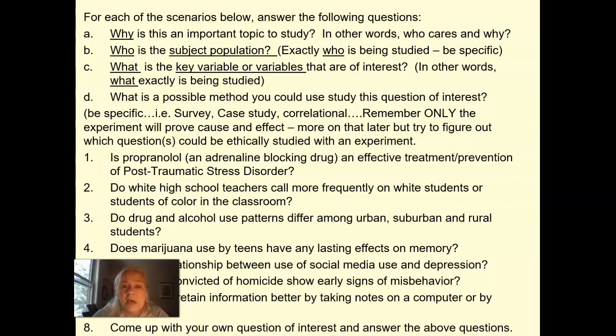And then finally, what is a possible method you could use? I want you to be specific here. So if you think it's a descriptive research method, say which one. Is it a survey? Is it a case study? Is it a naturalistic observation, archival research? If it's correlation, if you're trying to find the prediction or a relationship between the 2 variables, then state that it's correlational. And remember, it's only the experiment that can prove cause and effect. So think about which of these could be an experiment and ethically be done.